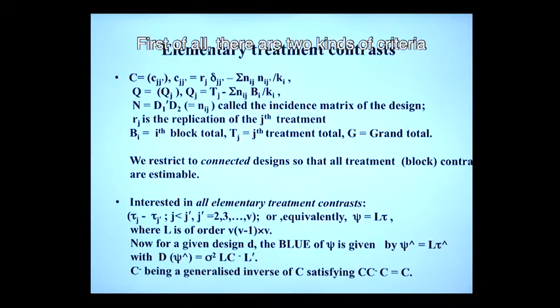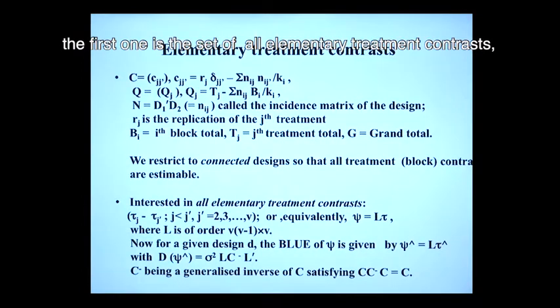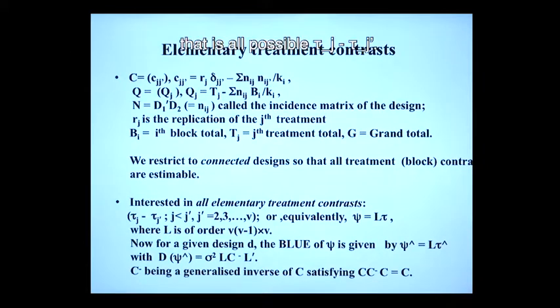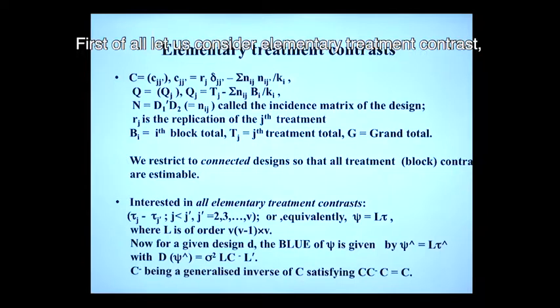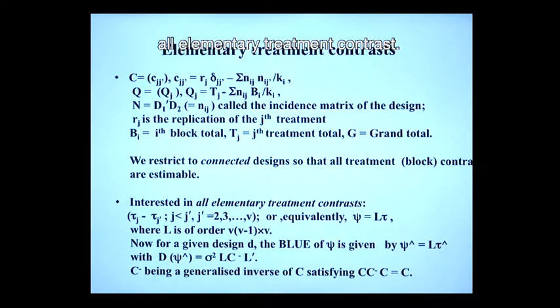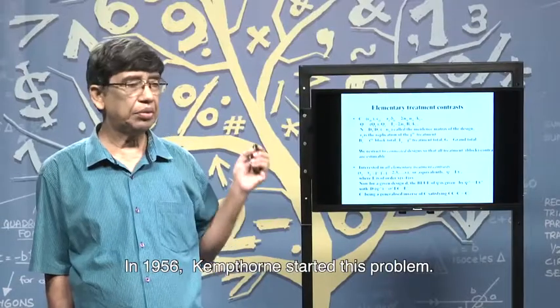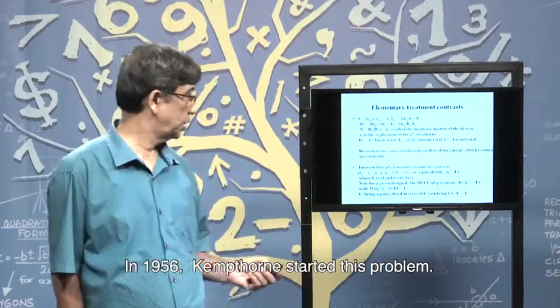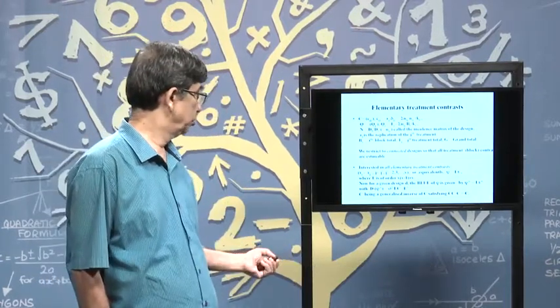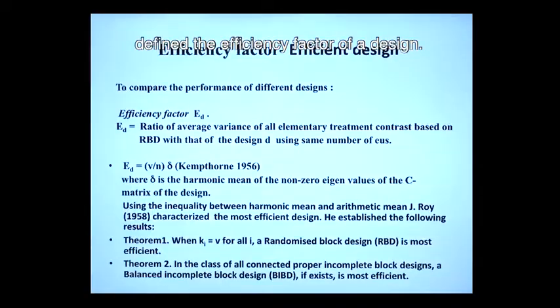Now, first of all, there are two kinds of criteria which we shall consider mainly. The first one is the set of all elementary treatment contrasts, that is, all possible tau j minus tau j prime, and there is another one which is called orthonormal treatment contrasts. First of all, let us consider all elementary treatment contrasts. In 1956, Kempthorne started this problem. He first of all defined the efficiency factor of a design.